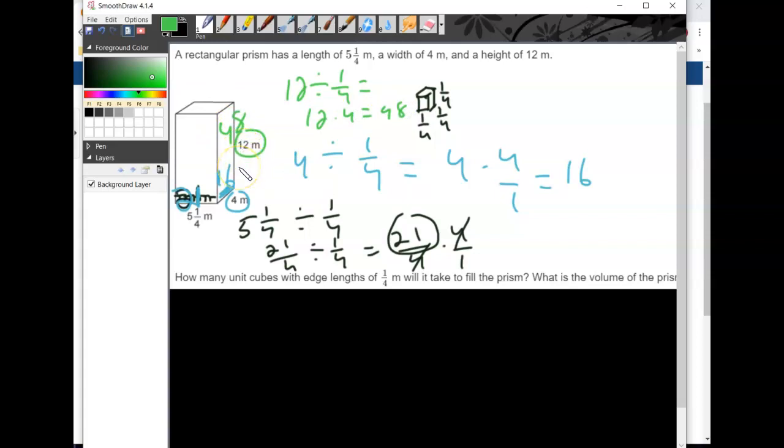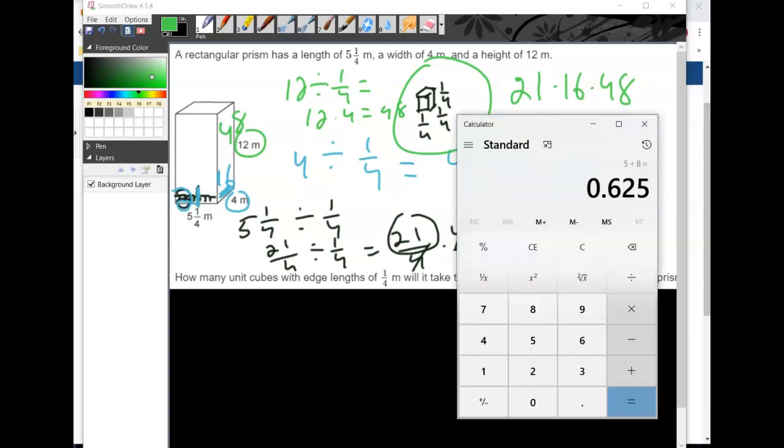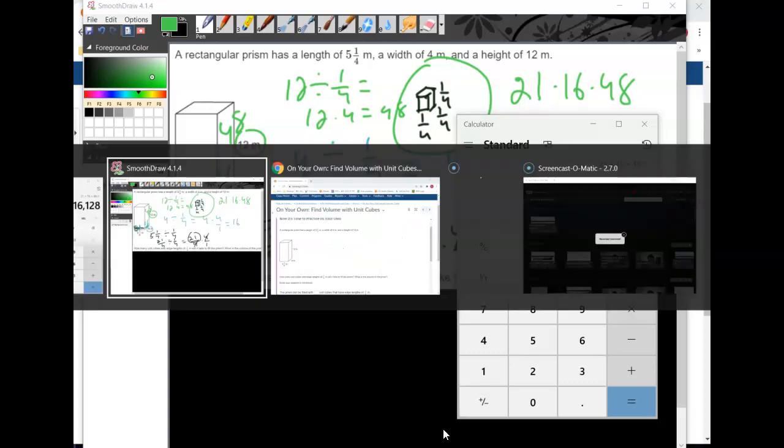So I know the number of cubes of this size will be whatever 21 times 16 times 48 is. That's how many specially sized unit cubes that are 1/4 by 1/4 by 1/4 will fit into this rectangular prism. All right, let's see what that comes out to be. 21 times 16 times 48 comes out to 16,128.